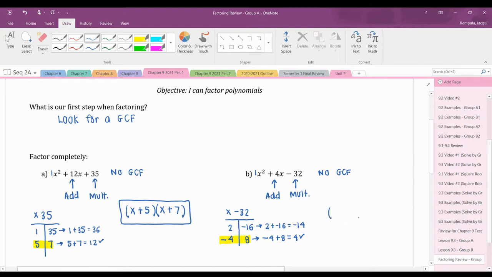So those are the numbers that I know need to go in my final answer. Once again, because I have a 1 in front of the x squared, I get to start each of my parentheses with an x. The negative has to be with the 4. I don't care if you put the 4 first or second. I'm going to put it first, but it has to have a negative sign with it. The 8 is positive, so that has to be a plus sign. This would be my final factored answer.